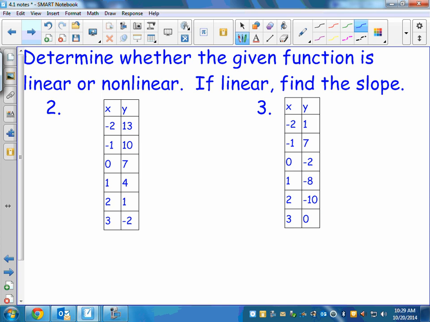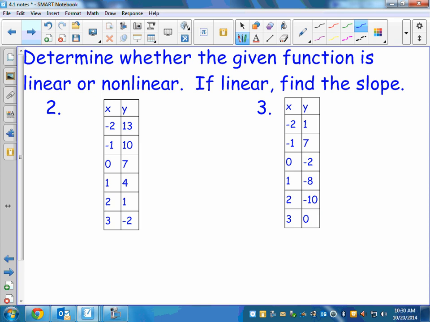On your homework today, you have some problems like this that say, determine whether the given function is linear or nonlinear. If linear, find the slope. We could actually graph these points and see if it makes a straight line, but the idea is if we just look at the rate of change, if it's linear, it's going to change the same the whole time. If it's not linear, then the change in between each point is going to be a little bit different. So, do you agree that the x's are going up by 1 on this chart? So if the x's are changing by 1, we want to look to see what the y's are changing by to see if it's constant.